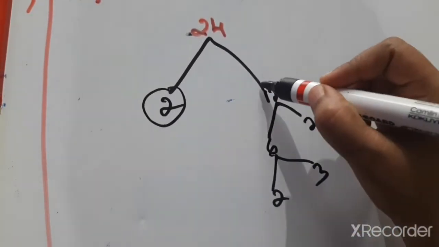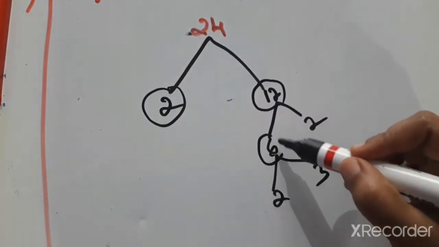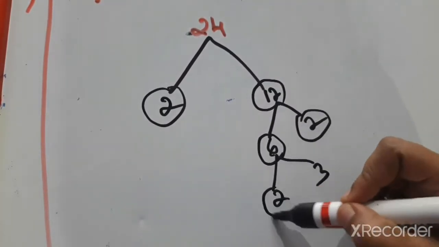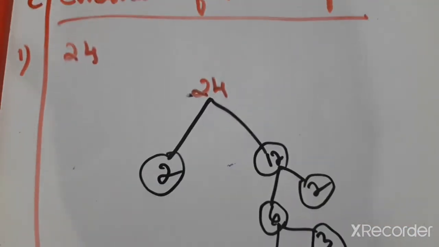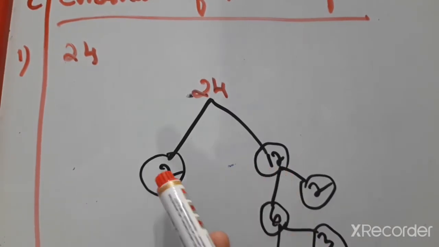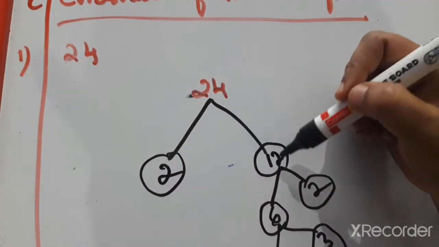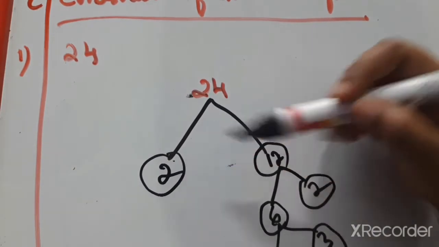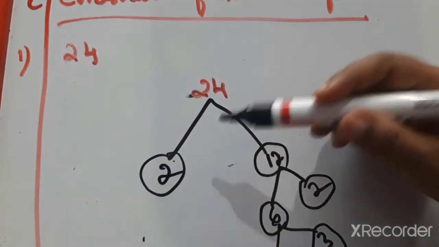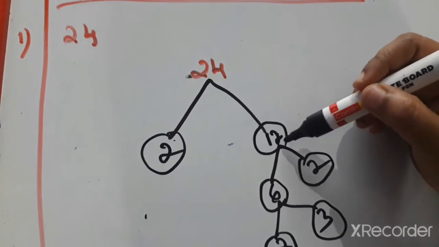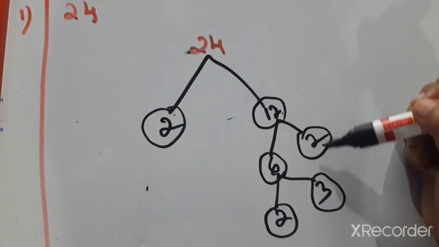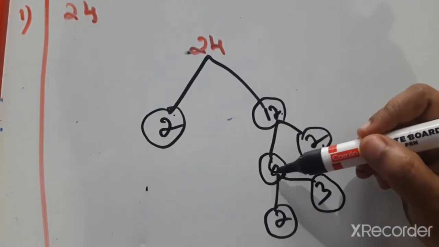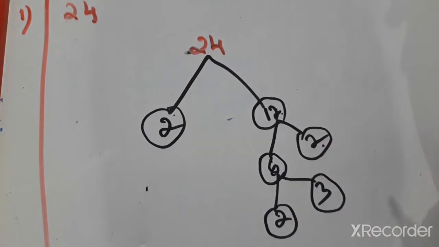2, 12, 6, 2, 2, 3. Splitting the number one by one, splitting 24. Split the number: 12 2s are 24. 2 is a prime factor. Stop there. No need to factorize again. Then 12, again split the 12. 12 in which table? 6 2s are 12. So 6 into 2. Then 2 is a prime number. Take this number, the composite number 6. Again 2 3s are 6.